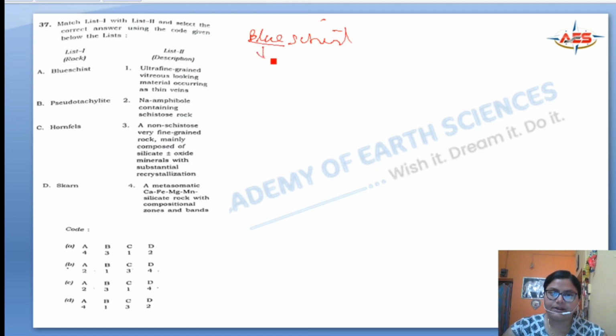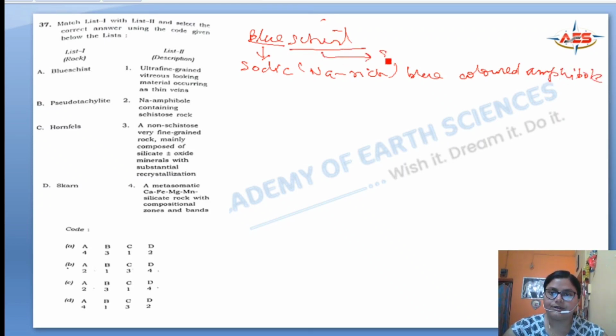Blue, why? Because of the presence of sodic, that is Na rich, blue colored amphibole, and it is a schistose rock. It has schistosity, that is why it is called a blue schist.